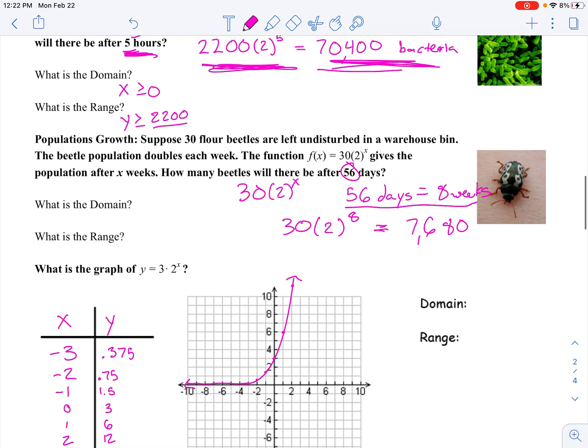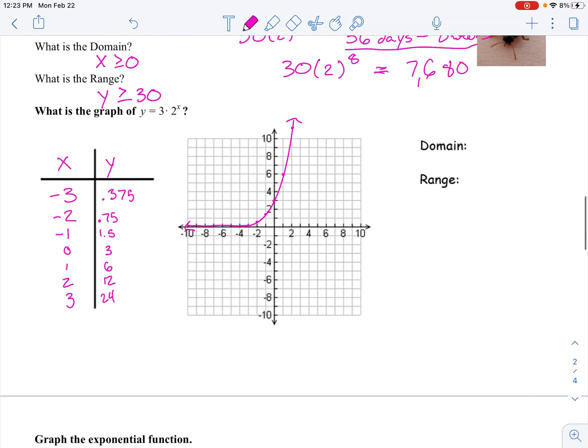Now it wants a domain and range. My domain, again, if we're talking about time, which we are, our domain, our x values, is going to be greater than or equal to 0 because we have to have a starting point at 0. And our range is basically how many beetles we had at that start time. So our y, our number of beetles, was 30. It says suppose 30 flower beetles were left undisturbed. So we had 30 at the start, and we know it's growing, so y is going to have to be greater than or equal to 30.